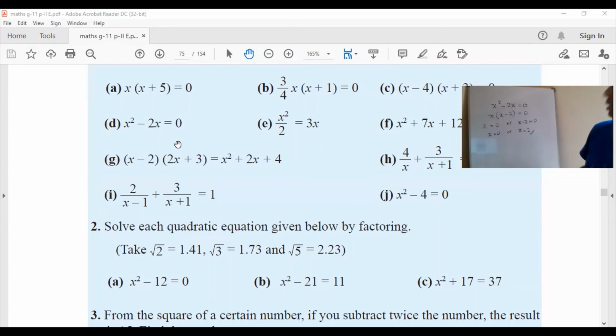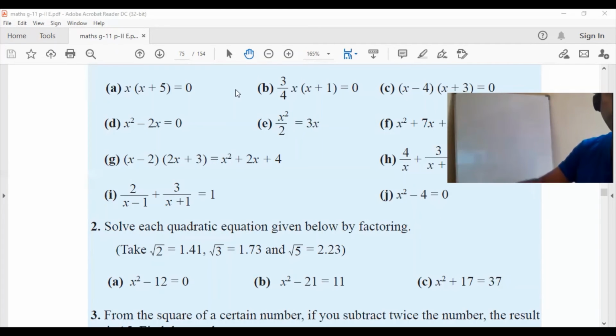Right. Then we move to question E. It is given like this. The right hand side is not equal to 0. Then we have to make it 0. x squared upon 2 equals 3x.